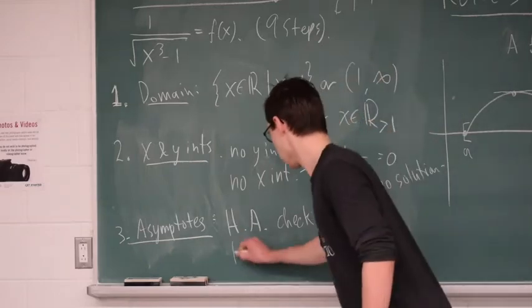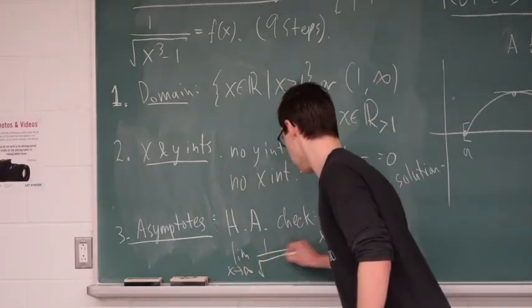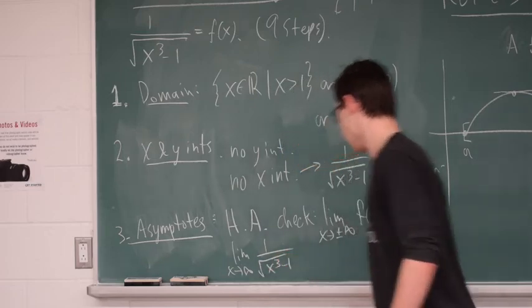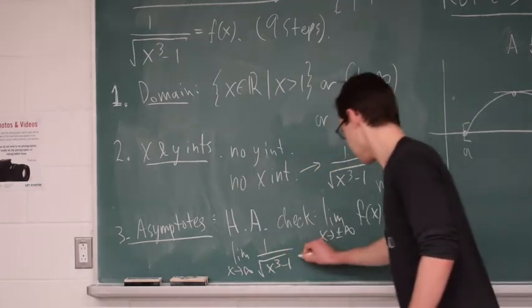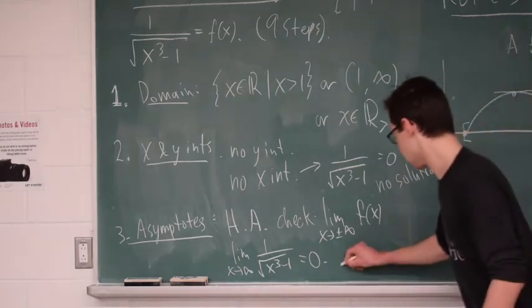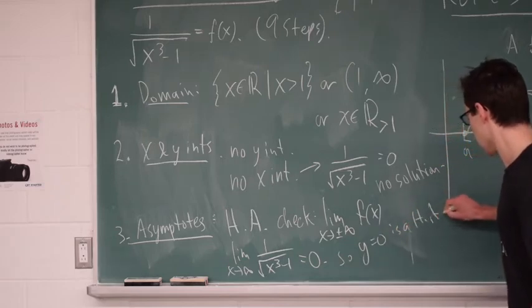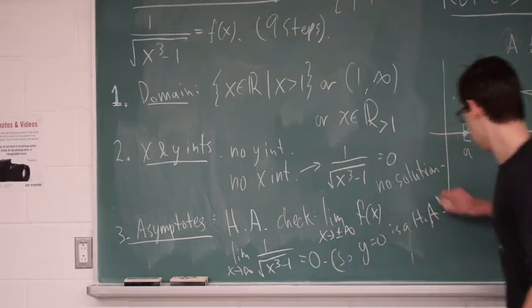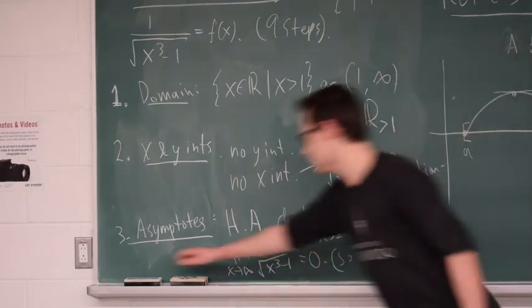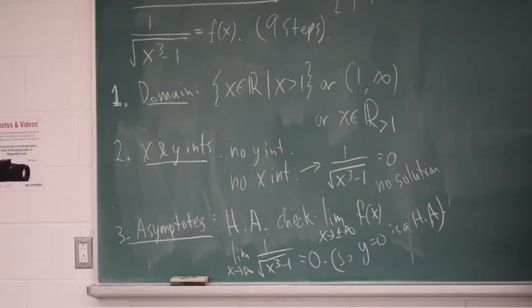So let's do it. The limit as x goes to infinity of 1 over the square root of x cubed minus 1. What is the limit? Zero. Very good. So there is a horizontal asymptote, and it's y equals 0. Okay. Vertical asymptote. Let's get rid of this thing. Get rid of that.